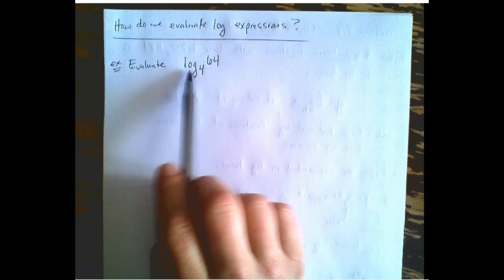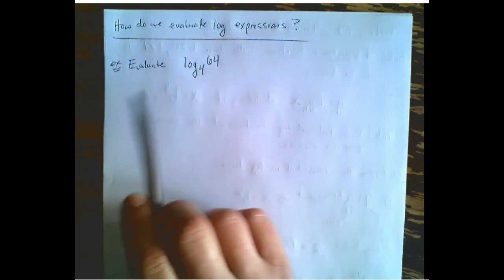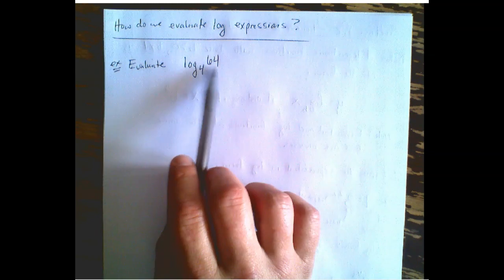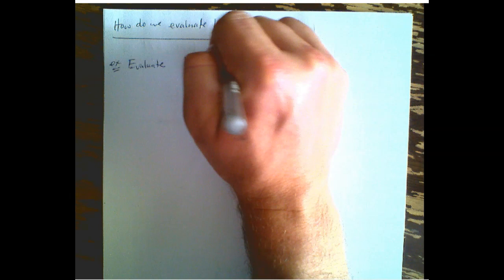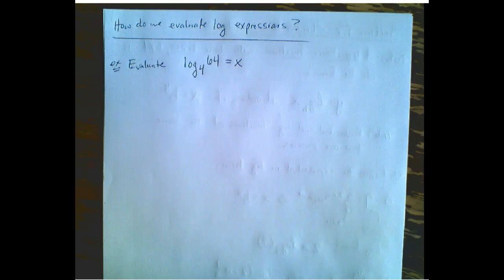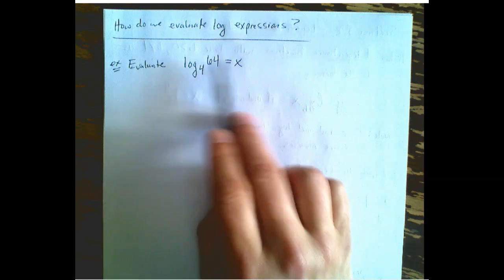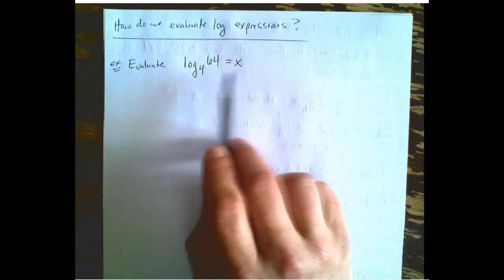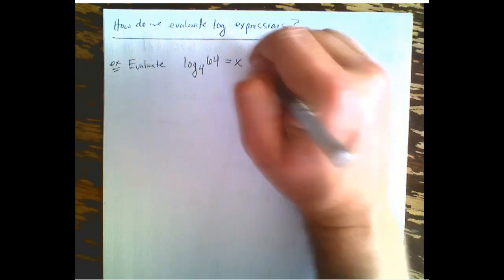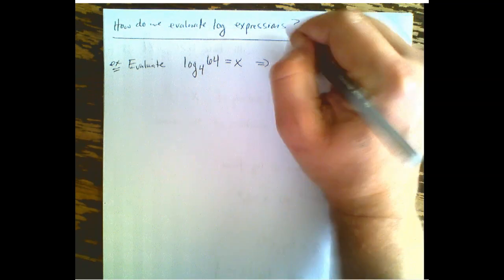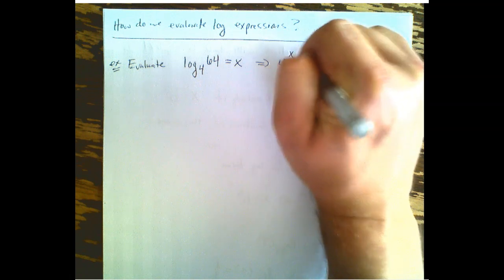So how do we do that? Well, it's easiest to use exponentials, because we're more familiar with exponentials, so it's a good idea to rewrite this in its exponential form. What I'm going to do is set this equal to x. This is our unknown. We're trying to figure out what this is equal to. Now let's switch it to exponential form. Equivalently, this would be 4 to the x equals 64.